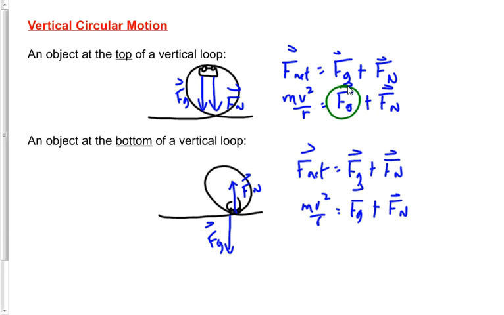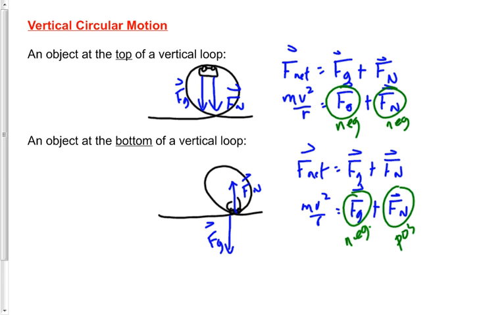Fg is what? Fg is negative. Krista, which way is Fg in the bottom one? Right. It's downward, so we're going to make it a negative value. What about Fn in the top one? The normal force becomes negative, good. And what about Fn in the bottom one? It's going to be positive, good, because it's acting up toward the center of the circle.